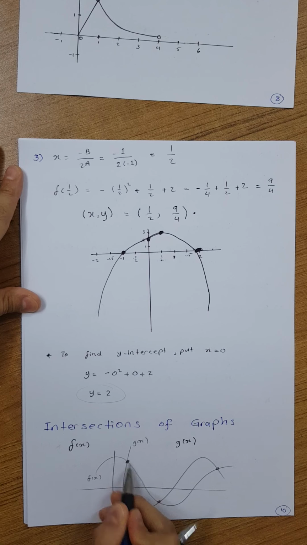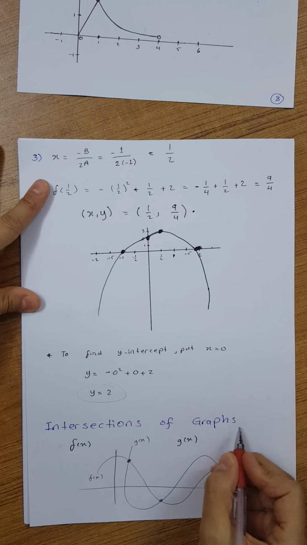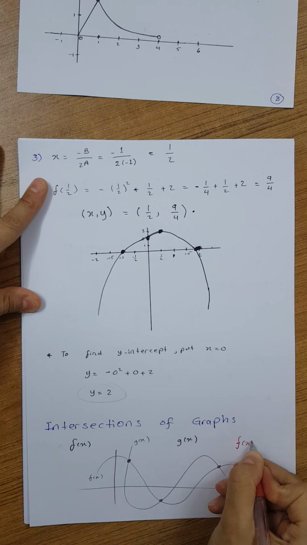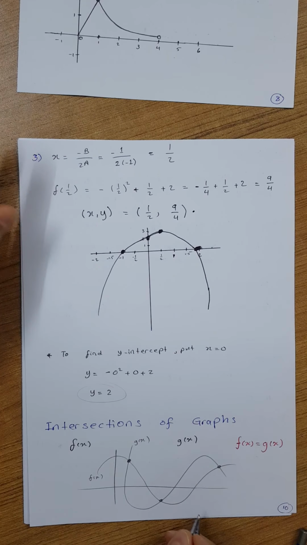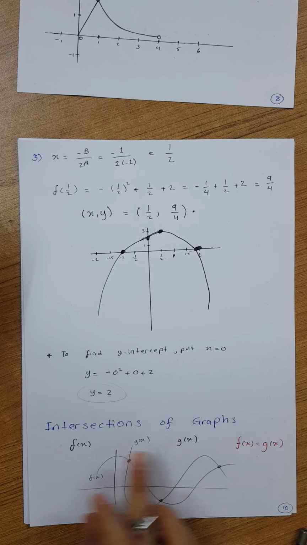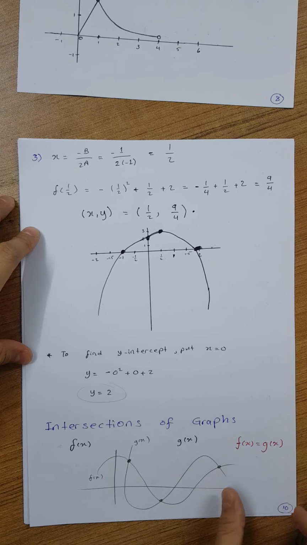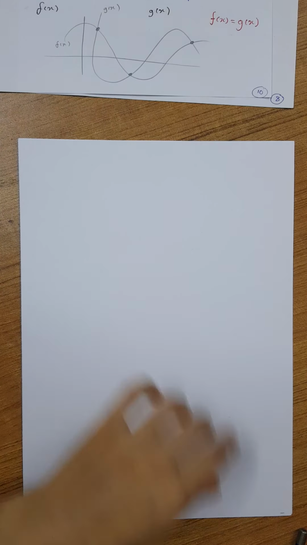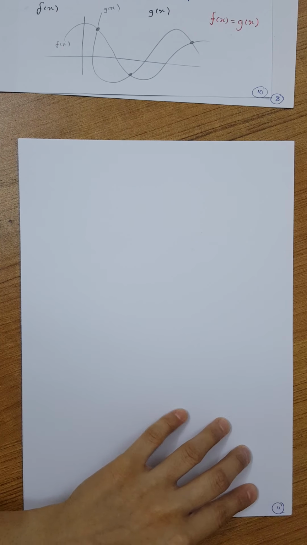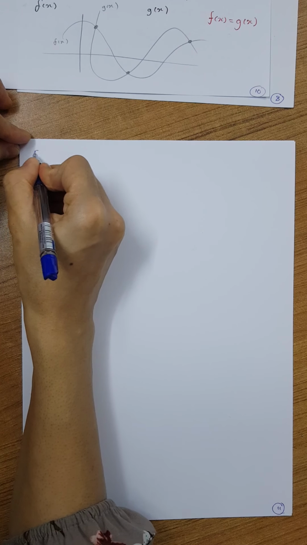How do I find those points? I simply equalize f of x with g of x. Okay, f of x is equal to g of x. So if it is required from you to find the intersection points of two graphs of functions, you simply equalize them to each other. Solving them, you will get those intersection points. It is so simple. You have studied this one in college algebra. Okay.